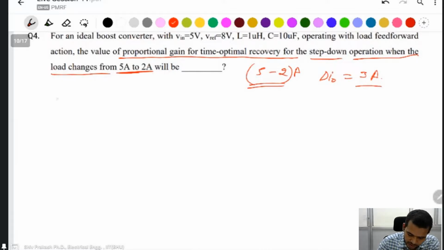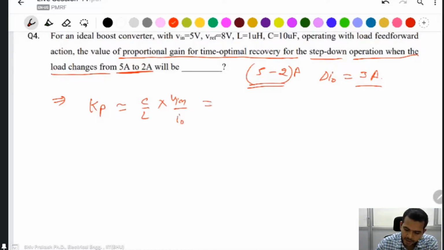I have written the Kp value directly here. Kp is approximately C by L and V naught by I naught. I naught, what will change I naught? This one is 2 ampere, from 5 to 2 ampere. All values are given. Simply apply, approximately I think 25 will come.